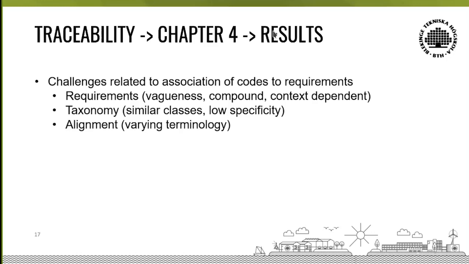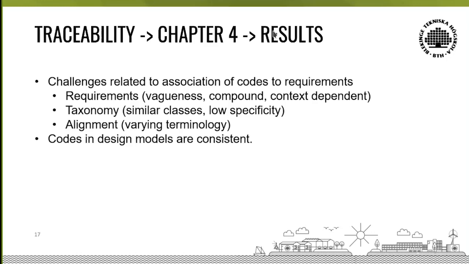As for the alignment, we have varying terminology between the requirements and the taxonomy. These both need to be aligned, because sometimes the terminology used in the taxonomy is different from the terminology used in the requirements. And this is one of the distances that we're trying to solve or reduce here, the distance between the semantics. So it's a challenge for us to have a common terminology when we're associating a requirement to an SP11 code.